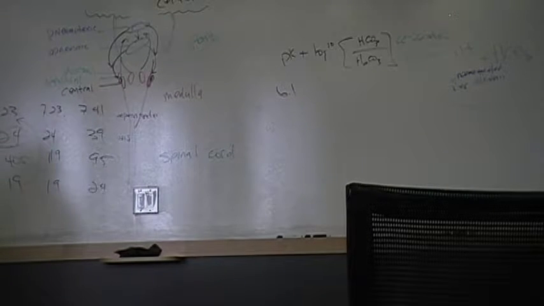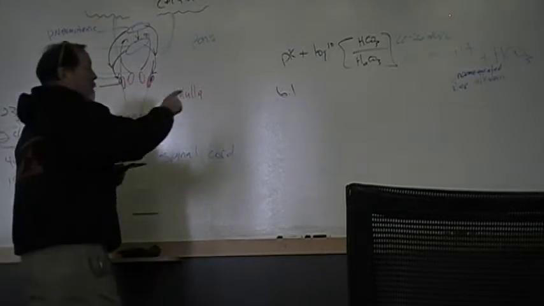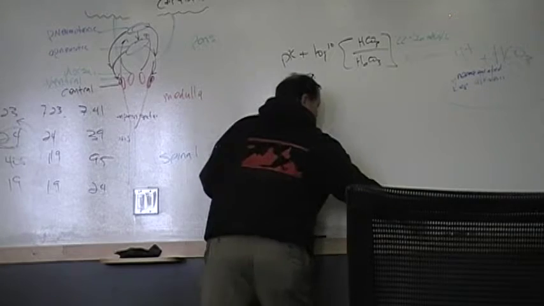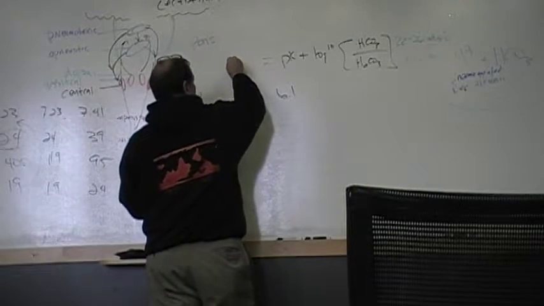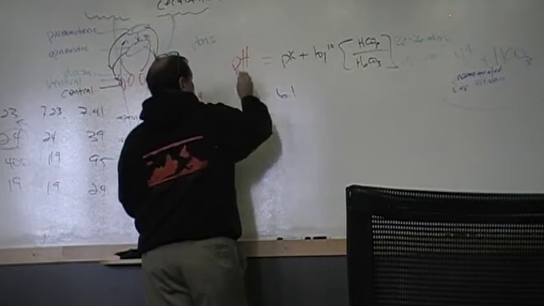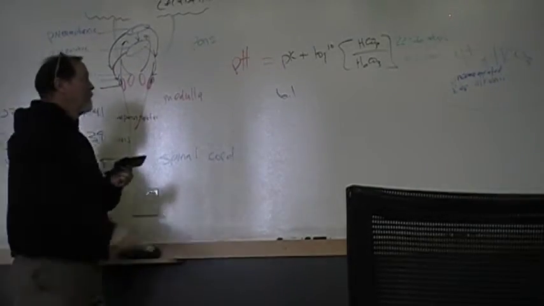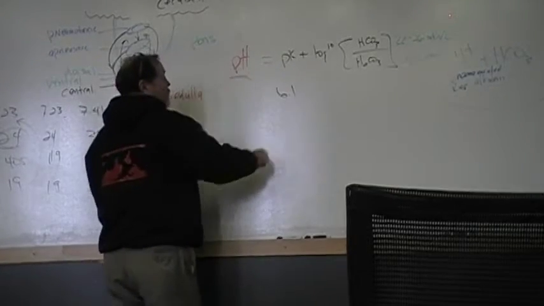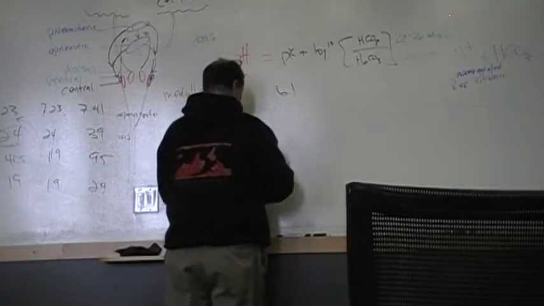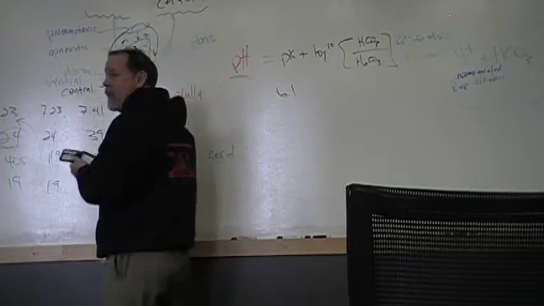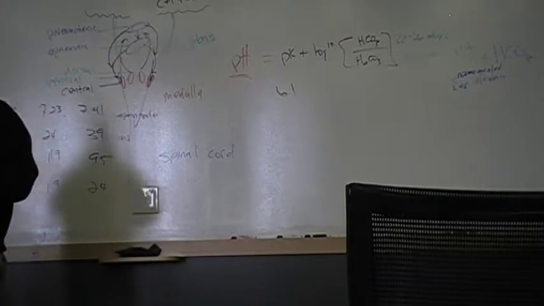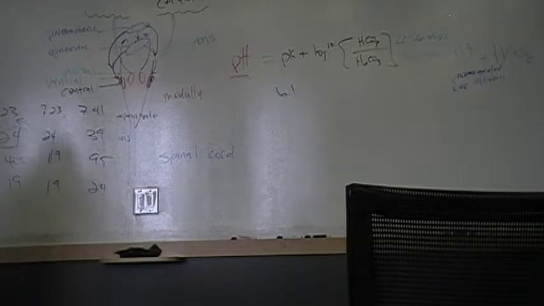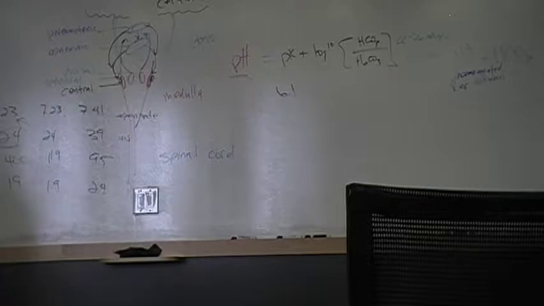The negative logarithm of the hydrogen ion concentration. That's pH, but what does it describe? It equals the negative log of the hydrogen ion concentration. So pH describes the inverse log of the hydrogen ion concentration, and that's why as hydrogen ions go up, the pH goes down, because of how it's defined.